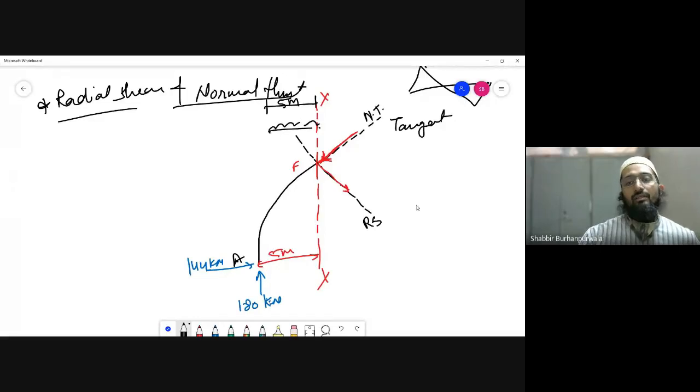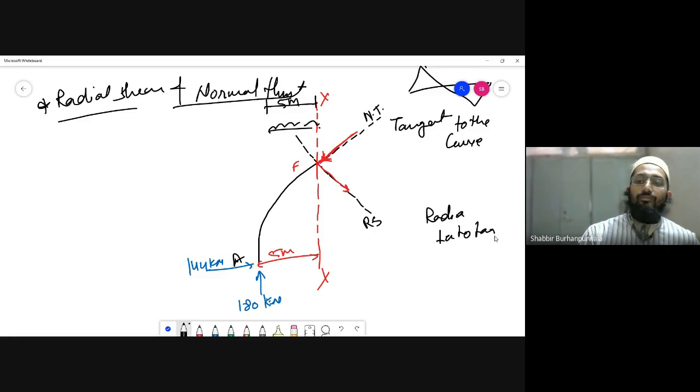This is tangent. Okay, this is tangent to the curve. And this direction is radial, perpendicular to tangent. Okay, is it clear? This is how we have to draw it here.